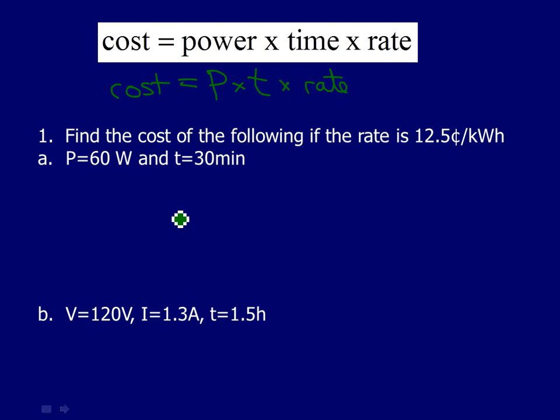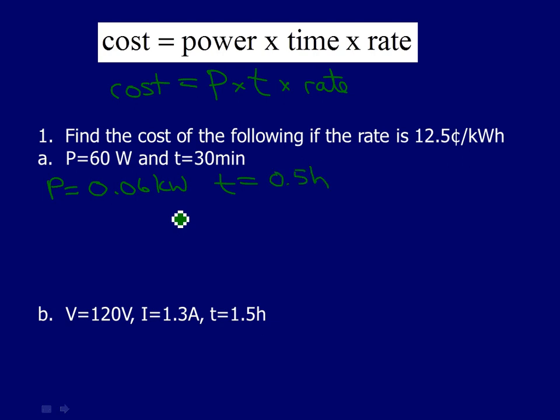Before I can do the P times T times the rate, I need to write the power in kilowatts. How many kilowatts is 60? That would be only 2 movements. I got to move one more. 0.06 kilowatts. What's the time in hours? 0.5. 30 divided by 60.